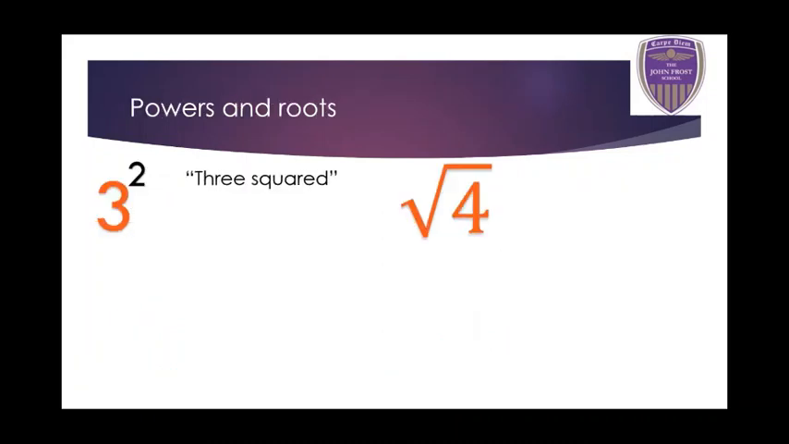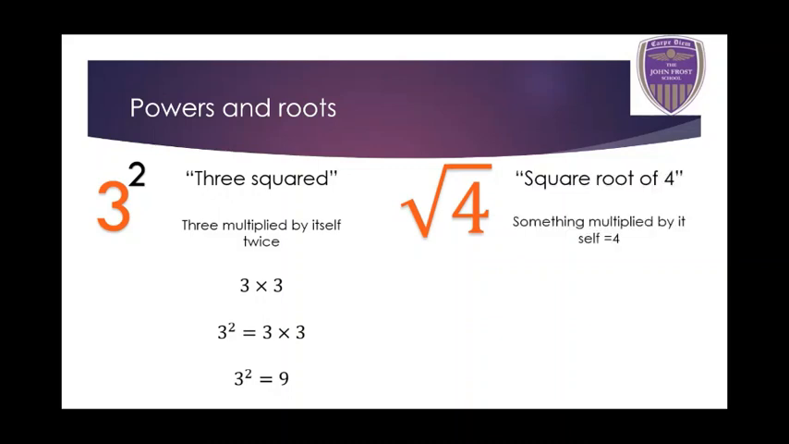So 3 squared, what does that mean? Like we said earlier, technically we should call this 3 to the power of 2, because the little 2 tells us that we need to multiply 3 by itself twice. And that would just be 3 times 3. So 3 squared is the same as 3 times 3, and 3 squared is equal to 9. Now what about the square root of 4?